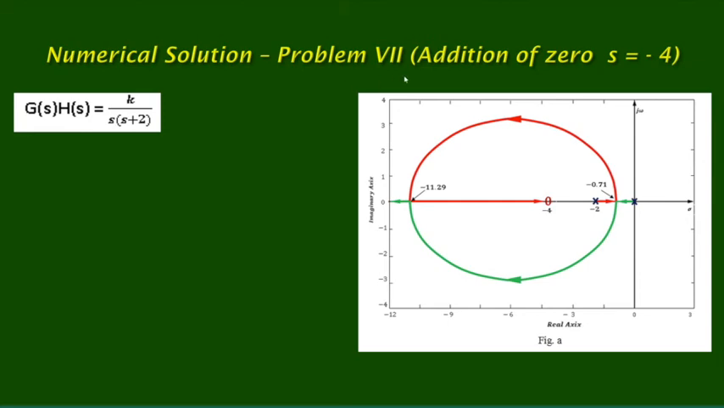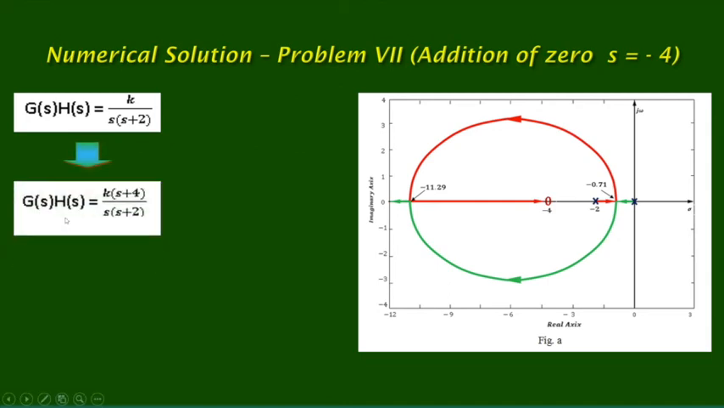Numerical solution problem 7. Addition of a zero, that means s equal to minus 4. If we consider the example G(s)H(s) equal to K divided by s(s+2), and a zero is added to the system, then the system is G(s)H(s) equal to K(s+4) divided by s(s+2). That means there are two poles. One is s equal to 0, another is s equal to minus 2, and the zero is at s equal to minus 4.